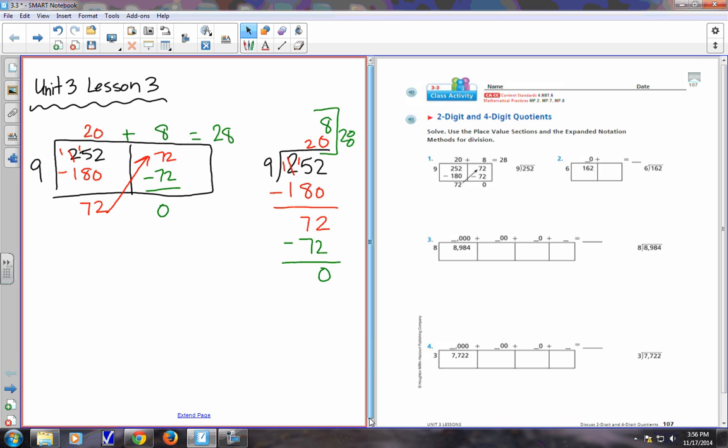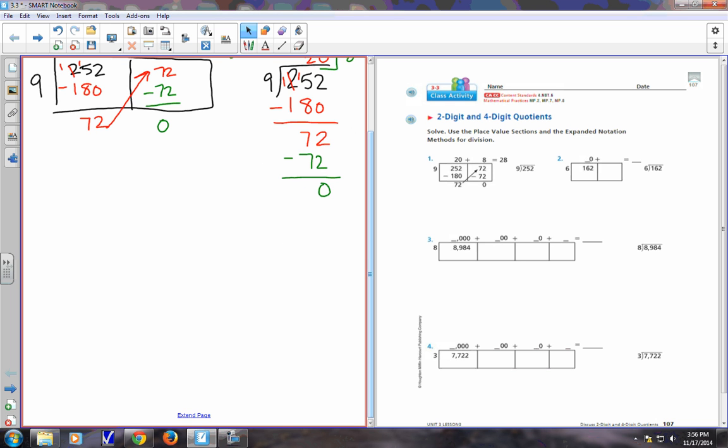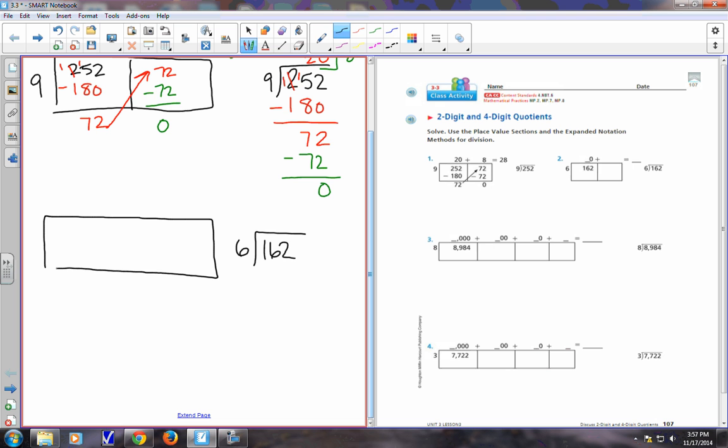Another example would be 162 divided by 6. I know that that's only going to have a 2-digit quotient because the first number is smaller than my divisor. So I'm going to look at the tens first. Going straight to the tens on this one.